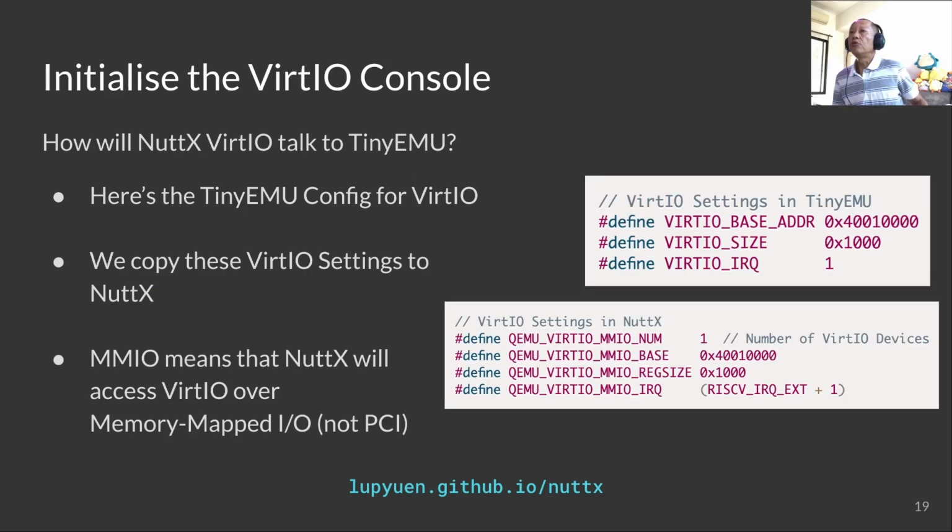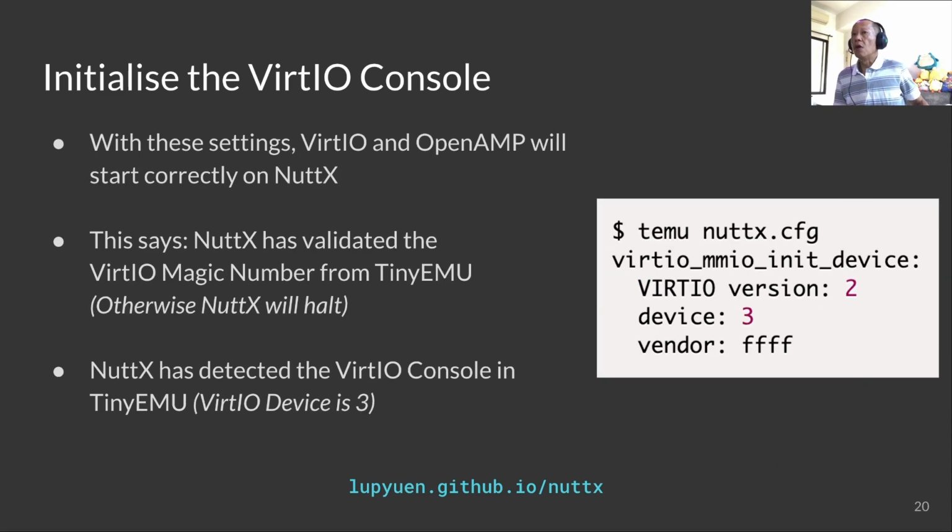Now, how do we make NuttX talk to VirtIO in TinyEMU? We look inside the TinyEMU source code. We see that TinyEMU uses these addresses for VirtIO. We copy these VirtIO settings to NuttX. With these settings in NuttX, the VirtIO drivers and OpenAMP library will start correctly on NuttX.